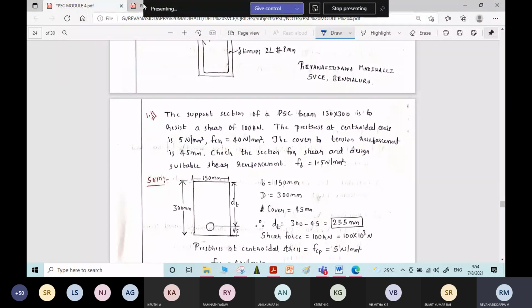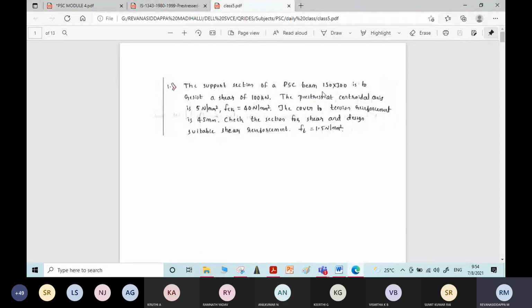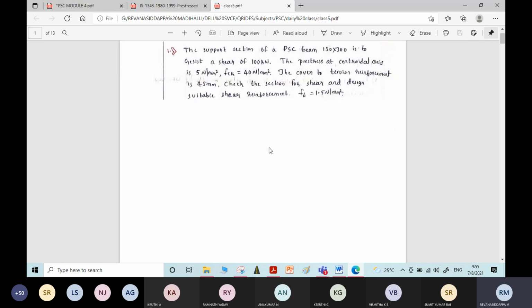The support section of a PSC beam 150 by 300 is to resist a shear of 100 kilonewton. The pre-stress at the centroidal axis is given as 5 Newton per mm square. Pre-stress at centroidal axis means what? It is FCP, that formula I have shown now. FCK is given as 40 Newton per mm square. The cover to tension reinforcement is given. Check the section for shear and design suitable shear reinforcement. And FT is also given as 1.5 Newton per mm square.